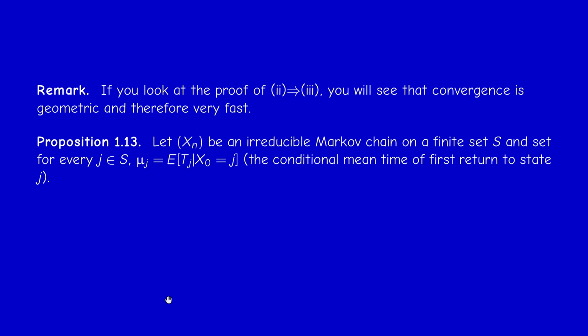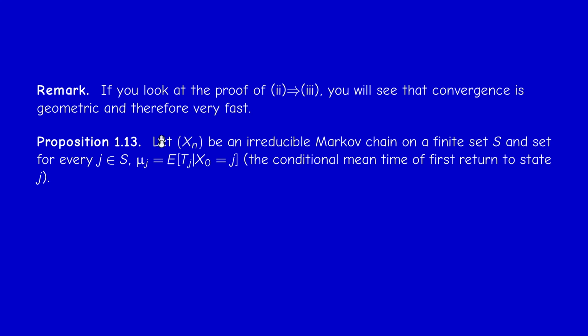Now, let me end with two things. If you look at the proof in the lecture notes that 2 implies 3, you will see that convergence is geometric, so it's very fast, and you can check that on a computer. Usually after 5-6 steps, you are already there.